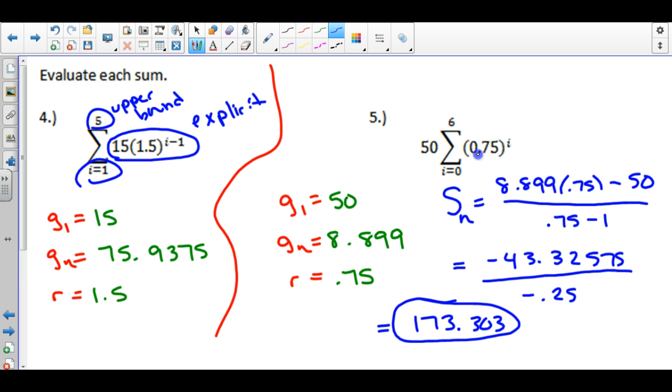So in this case, we're starting with a value of 50. And you're adding a number to that that is basically 75% the size, because of the 0.75. So you're adding a number that's going to be smaller than 50, and then you're adding a number smaller than that, and then after that, and then after that, until our last term would have been the 8.899. And if you would have added all those terms together, which we didn't even calculate the terms, but if you would have calculated them and added them together, you would get 173.303.